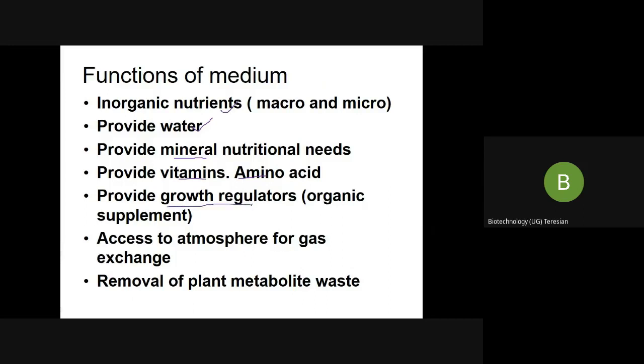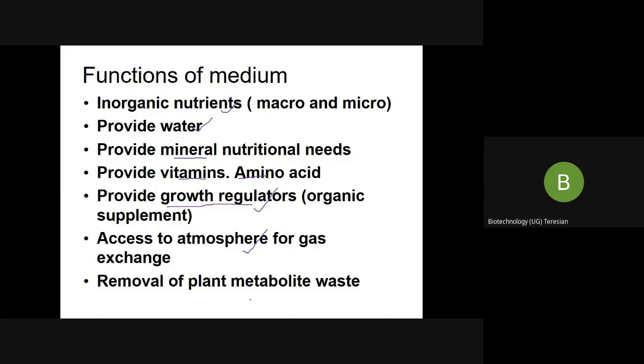We saw that Haberlandt missed adding growth regulator to his differentiated cells, and we saw that they did not divide. So growth regulators means the hormones, growth promoting hormones for the plant, that are required. And sometimes gaseous exchange is also required. That is, when you're preparing the suspension culture, we shall focus on the gaseous exchange there. And you should also have a provision to remove the plant metabolic waste.